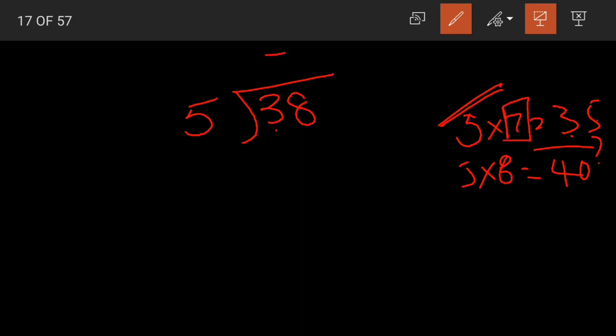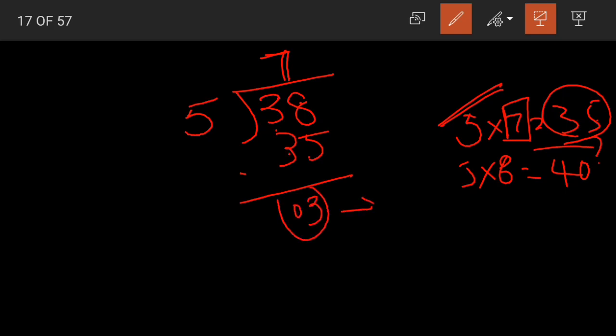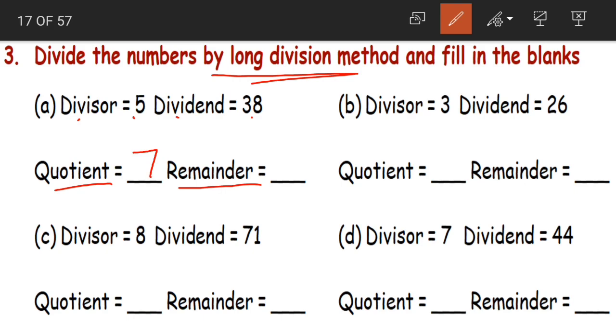So how many times does 35 come? 5 sevens are 35. So 7 is written on top, 35 written below our dividend. When we subtract, 8 minus 5, 3. 3 minus 3, 0. Now what is this 3? 3 will be our remainder and 7 will be our quotient. The quotient is 7 and the remainder is 3. Clear, children? The first question.